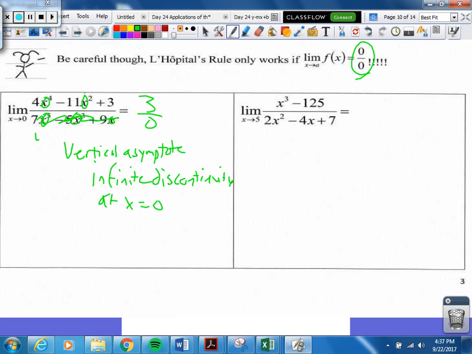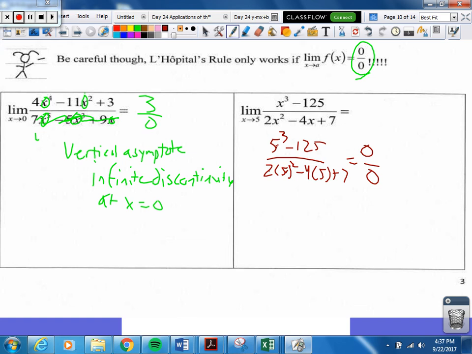All right, this one. Do I have to use L'Hopital's rule? Let's see. Hopefully you paused it and did it out, and you're going to see if you got the same answer as me. So I'm going to plug in 5 first. 5 to the third minus 125 is 0, because 125 minus 125. The denominator is 2 times 5 squared minus 4 times 5 plus 7 minus 57, which is 0 also. Good. So indeterminate, no problem.